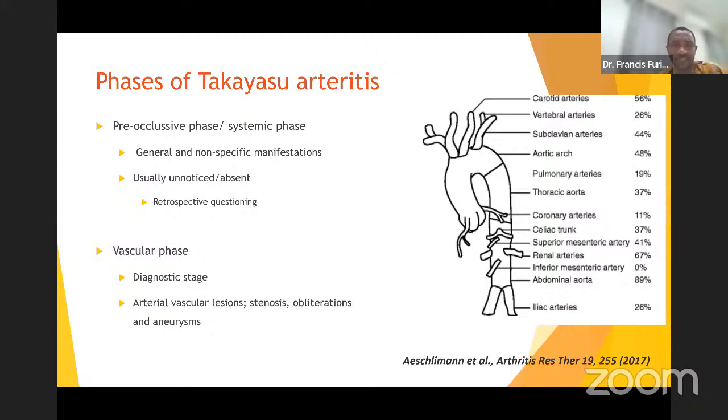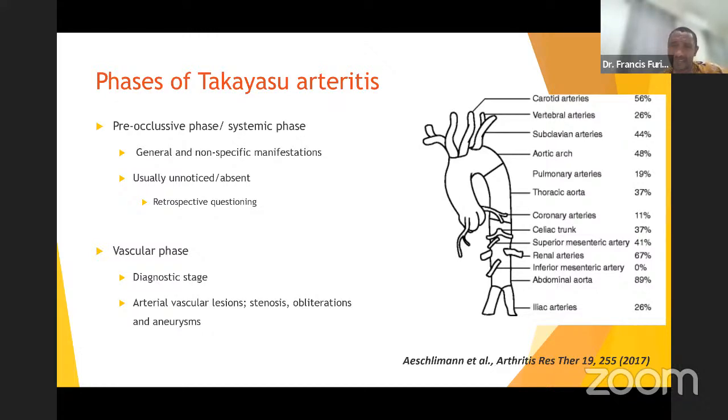And the second phase is the vascular phase, and this vascular phase is the one which is diagnostic. Most of the time when patients are diagnosed with Takayasu arteritis, they are presenting at this particular stage, and they have arterial lesions that could present with stenosis, obliteration, aneurysm, and complications of these conditions.